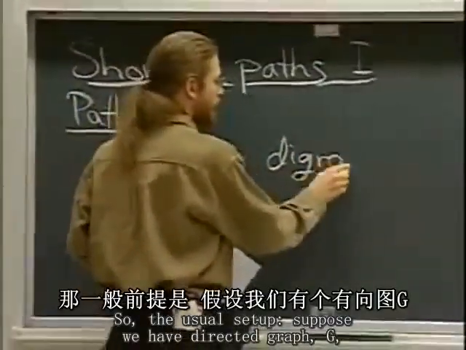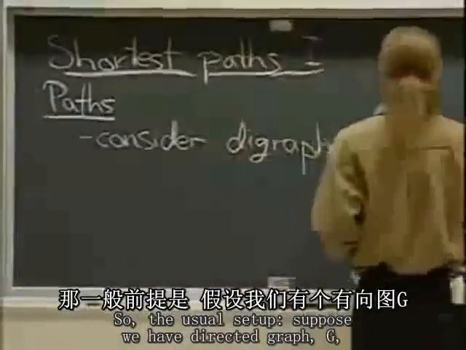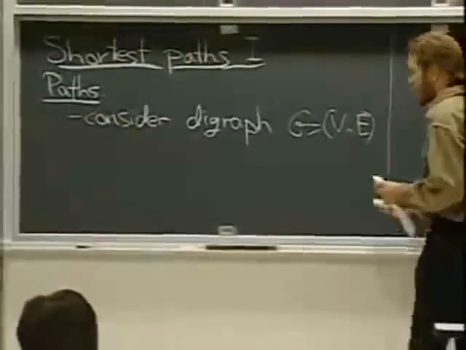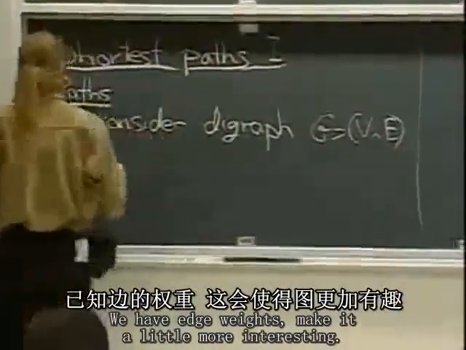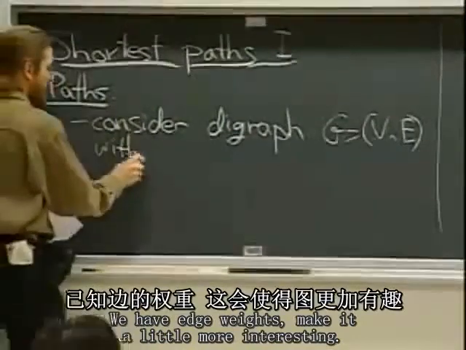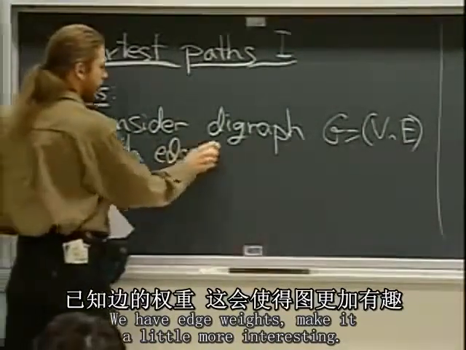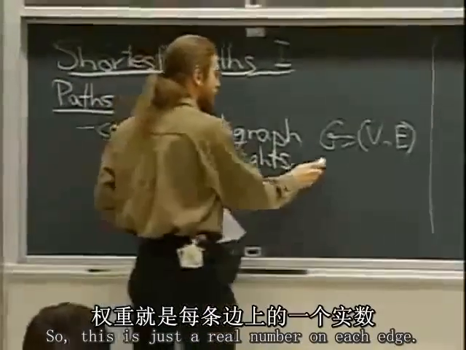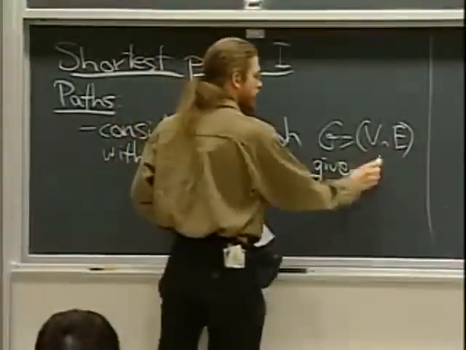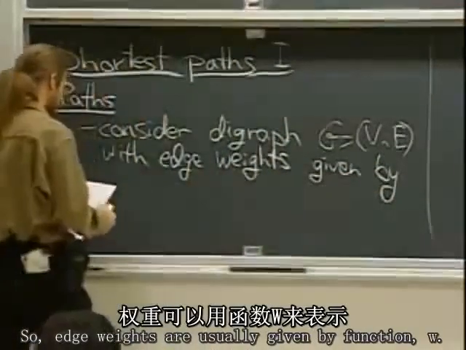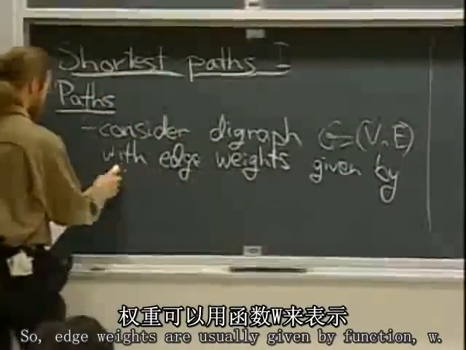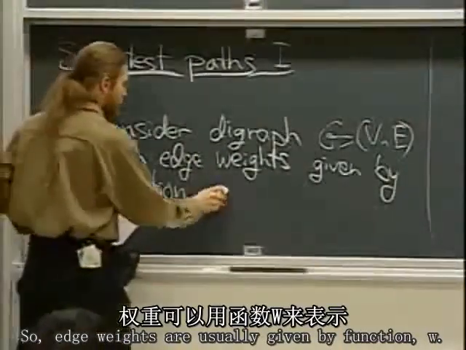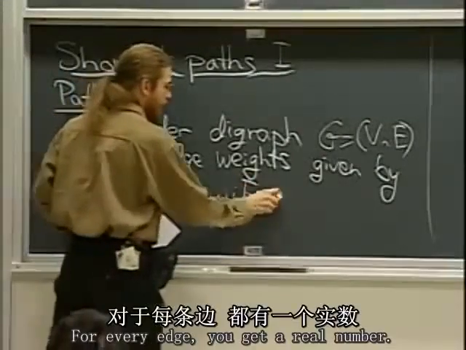So the usual setup, suppose we have a directed graph, G, has some vertices, some edges. We have edge weights, to make it a little bit more interesting. So this is just a real number on each edge. So edge weights are usually given by a function W. For every edge, you get a real number.